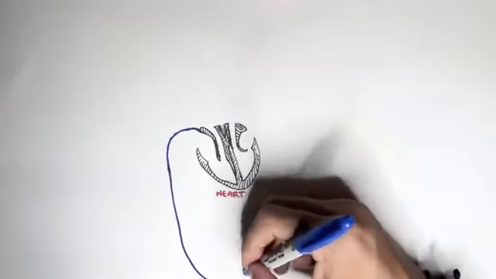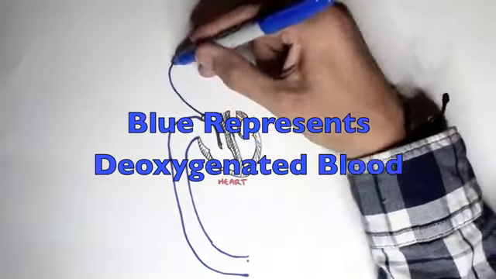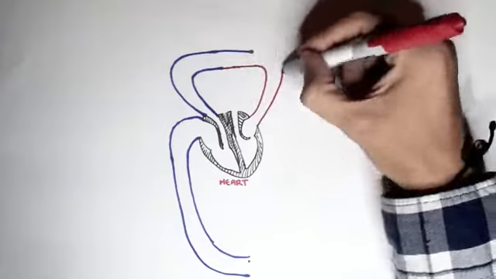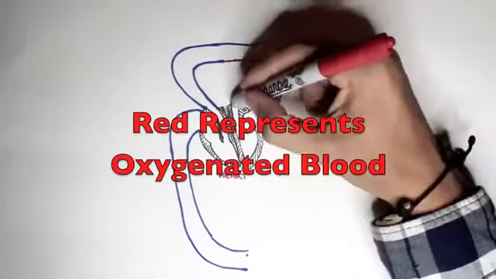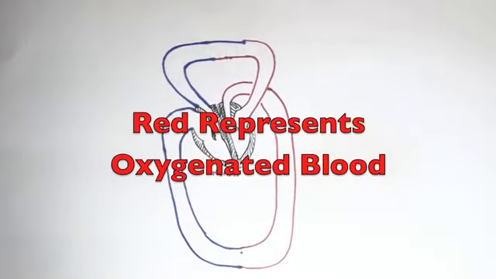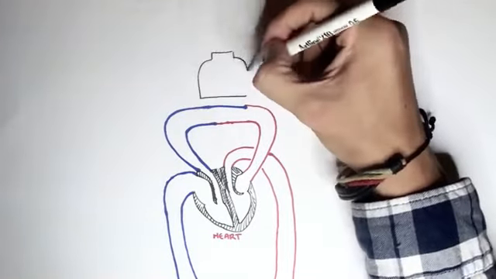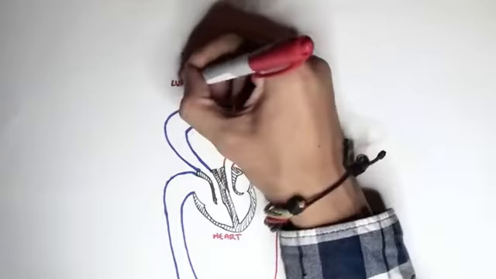The blood vessel in blue here represents deoxygenated blood, which means that it contains low amounts of oxygen. Typically, it contains much higher levels of carbon dioxide. This blood vessel in red represents oxygenated blood, which means that it contains oxygen. Now, this oxygenated blood supply gets the oxygen from the lungs. In this picture here, I represent the lungs.